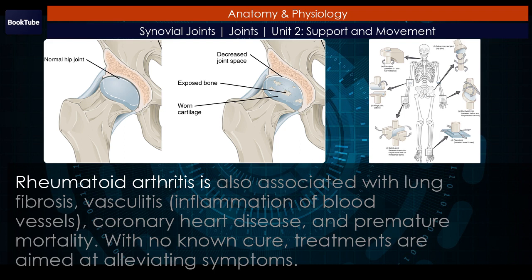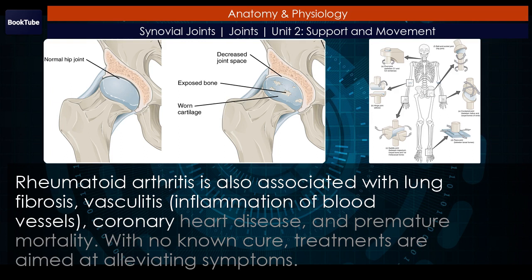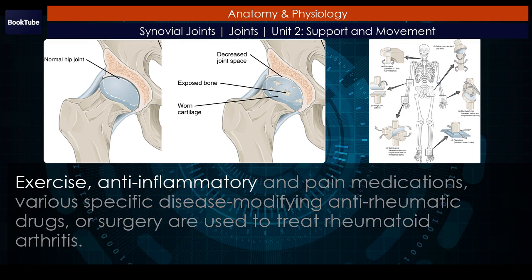Rheumatoid arthritis is also associated with lung fibrosis, vasculitis, inflammation of blood vessels, coronary heart disease, and premature mortality. With no known cure, treatments are aimed at alleviating symptoms. Exercise, anti-inflammatory and pain medications, various specific disease-modifying anti-rheumatic drugs, or surgery are used to treat rheumatoid arthritis.